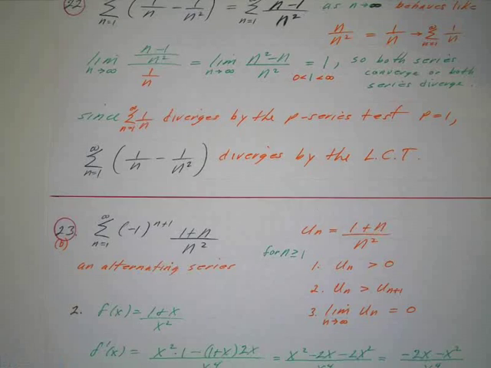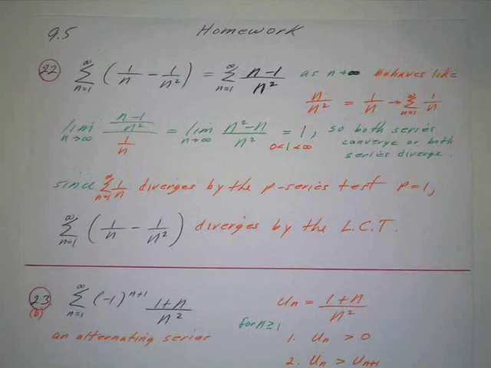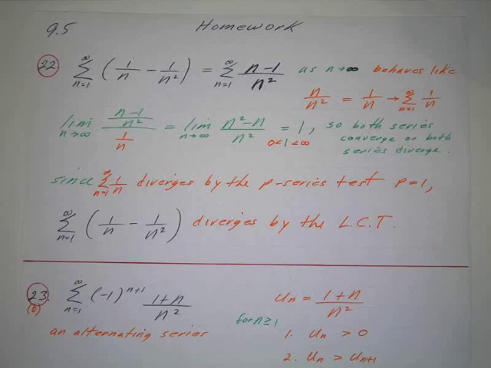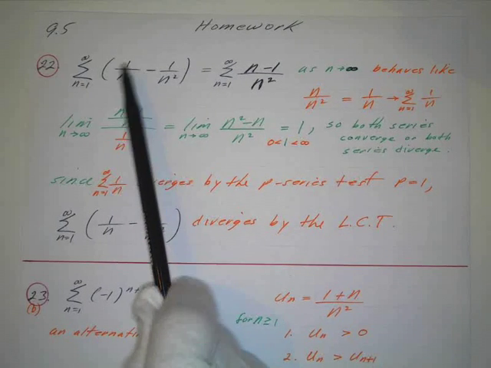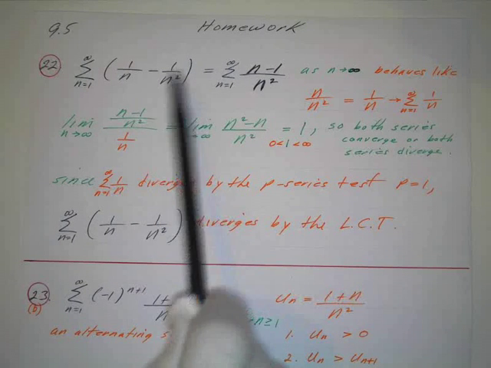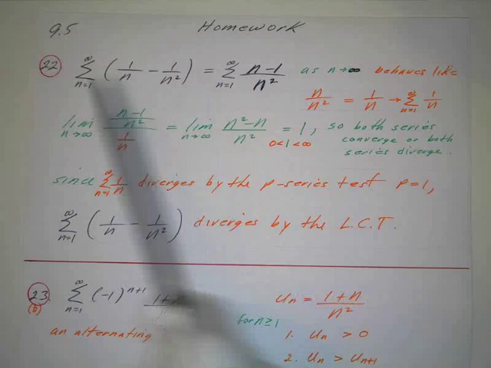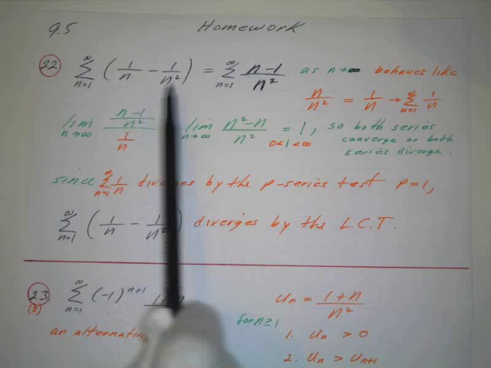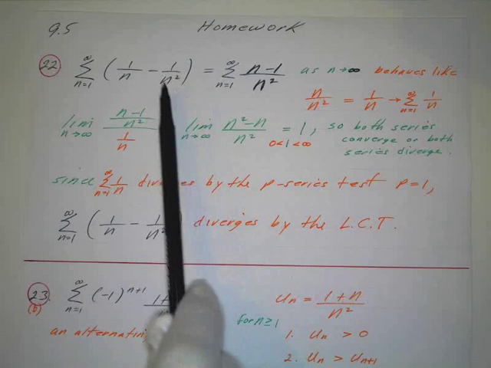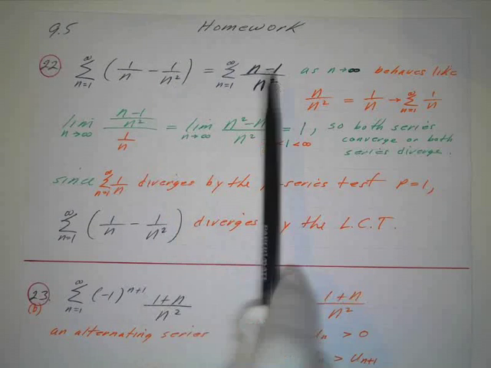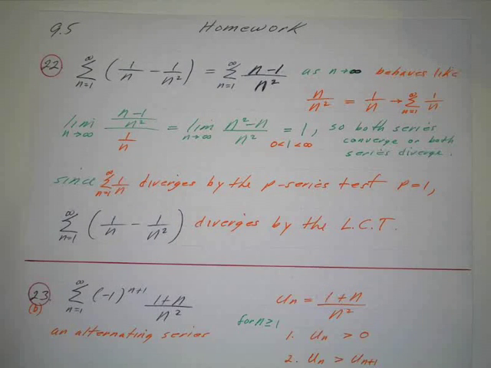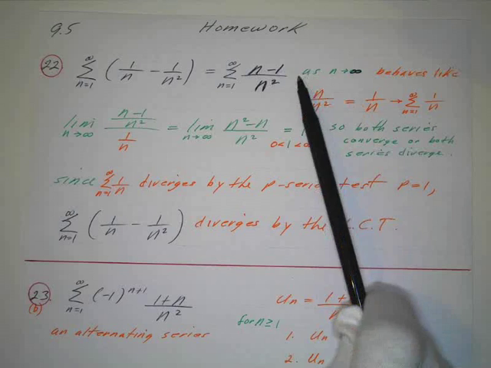And here's 22. We've got this series, 1 over n minus 1 over n squared. Well, I just didn't really like the way this was written in this form, so I put it over a common denominator. In other words, the least common denominator was n squared, so what I needed here was an n, and I had the 1 here, so I just wrote it as n minus 1 over n squared.